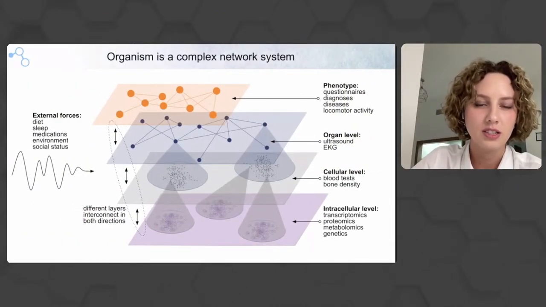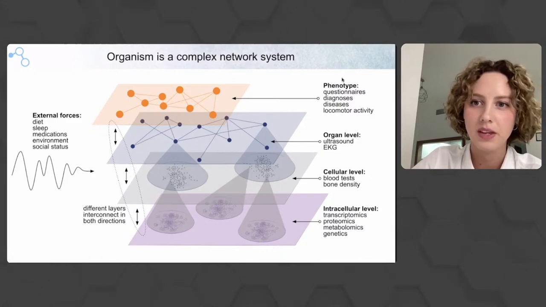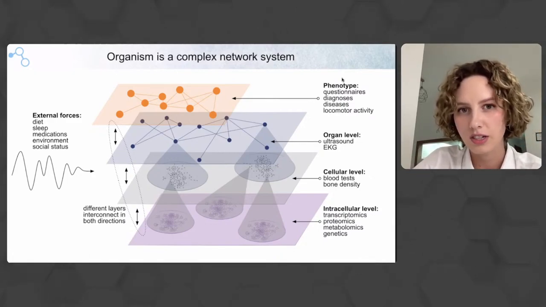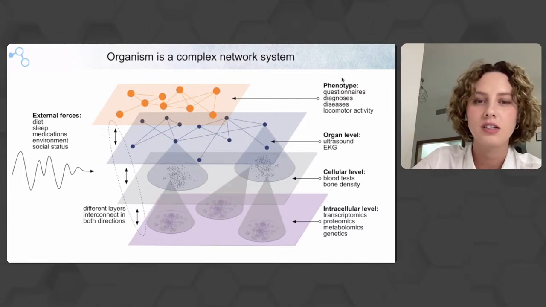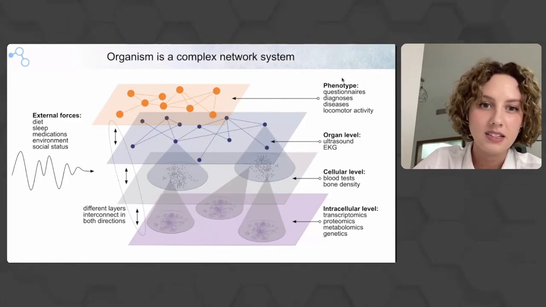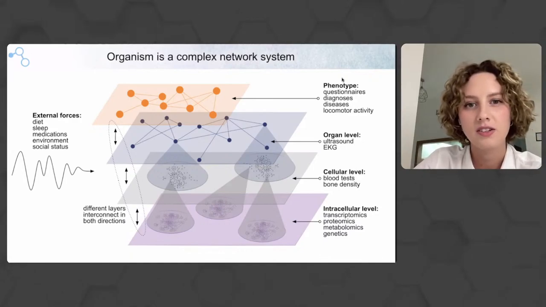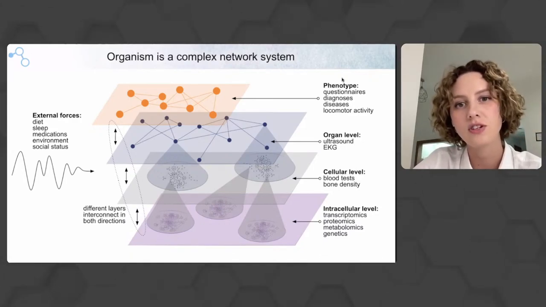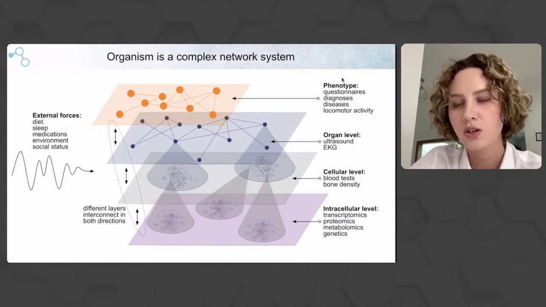In the AGNet project, we are considering the organism as a complex network system that has many networks of different scale that are interconnected with each other. So we can see that inside our cells there are genes and proteins, and they work together, and life is exactly the product of this interconnection and this work. Then we see that cells themselves connect with each other. Then cells comprise tissues and organs. And finally, we see that different phenotypic features also influence each other.